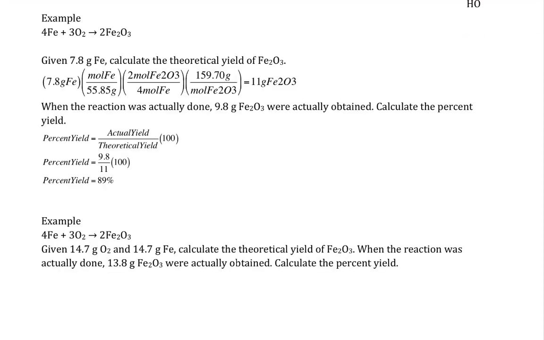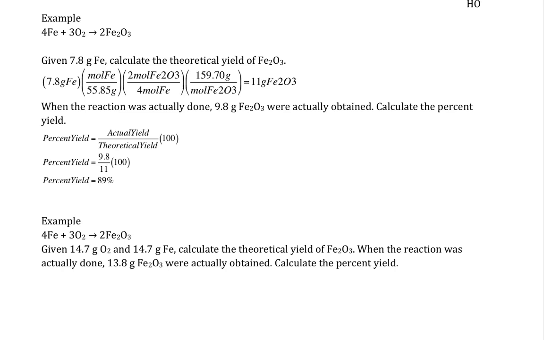4 Fe plus 3 O2 yield 2 Fe2O3. Given 7.8 grams of iron, calculate the theoretical yield of Fe2O3. Now, there is no mention of the amount of oxygen, so we assume that is in excess. So the 7.8 grams of iron would be our limiting reactant. So we have to go from 7.8 grams of iron to moles of iron. So we're dividing by the molar mass, 55.85 grams per mole.